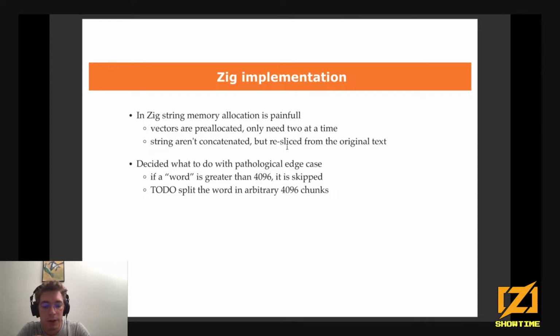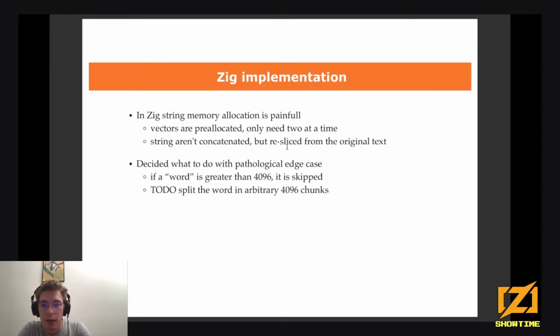And also, one of the things you have to do when you write Zig code and try to pre-allocate the memory is think about pathological edge cases. In my case, I have a buffer that stores the current word I'm processing.